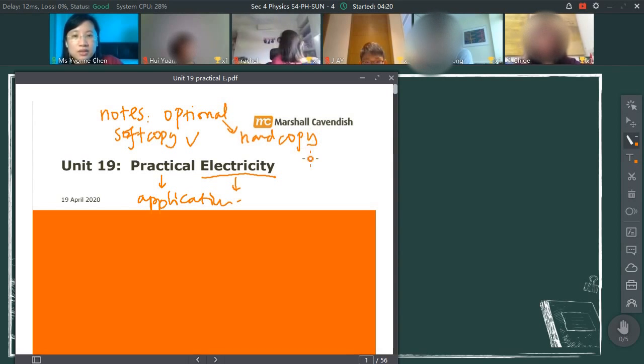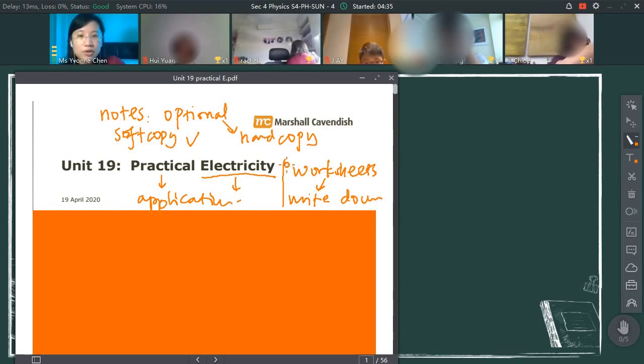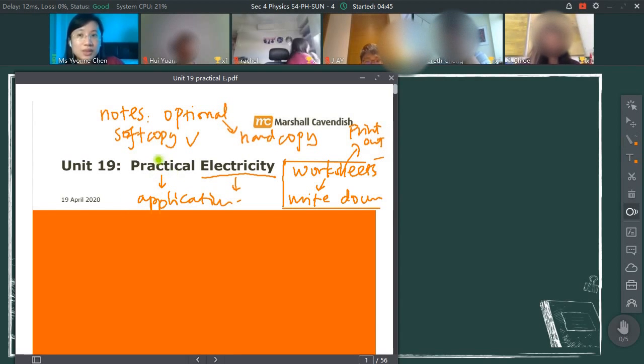But for the worksheets, please try to print out if possible, so that you can write down your working on the physical copy and do revision as well. So for worksheets, I encourage you to print out. But for notes, it is okay if some students say I must have the hard copy, I want to write down my working, you print out. If you think the soft copy is good enough to refer to, I'm perfectly fine with it.